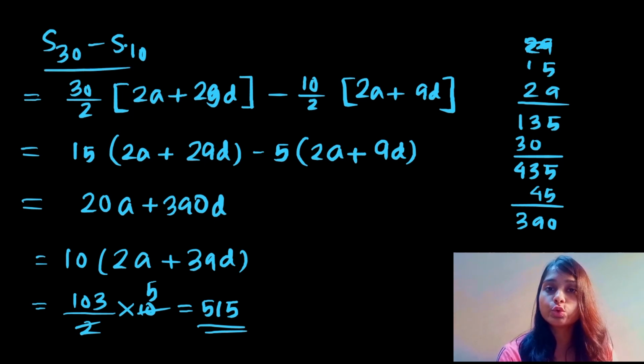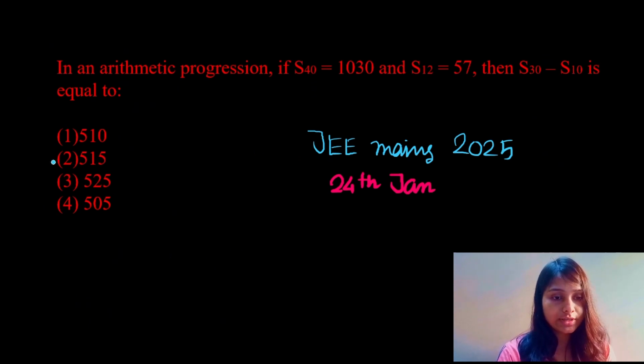So let me now go to the options. Here, there is the option which contains 515. So option 2 is the correct answer to this question.